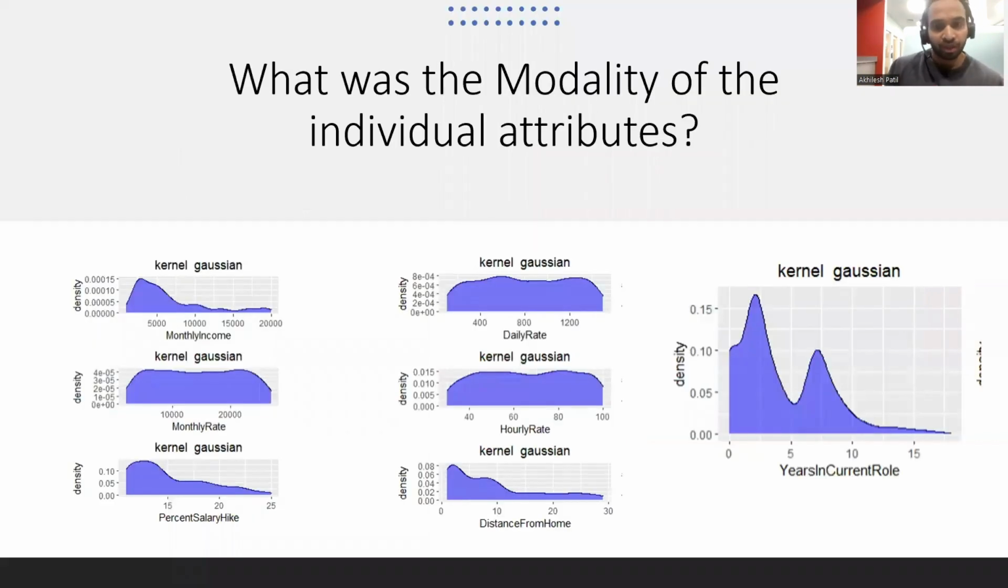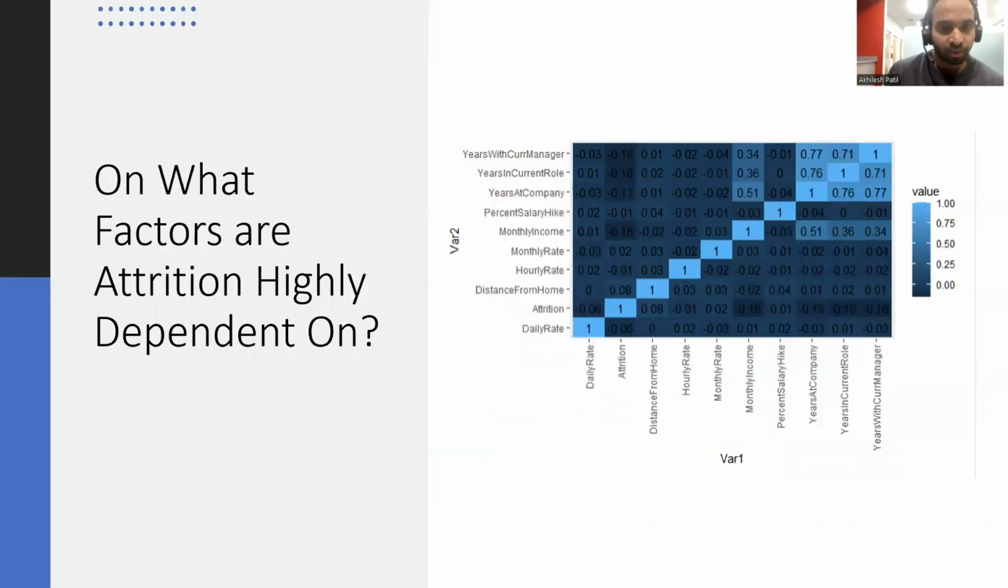So moving on, we did a kernel density estimation analysis between all the continuous variables. While we found that most of the distributions were uniformly distributed, we also observed a right skewed distribution for certain attributes such as monthly income, percent salary hike, and distance from home. Whereas in a few other cases, there was a bimodal distribution, such as years in current role. Moving on, we wanted to analyze what factors attrition highly depended on.